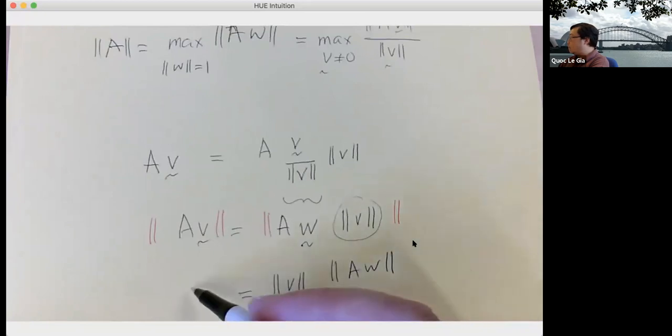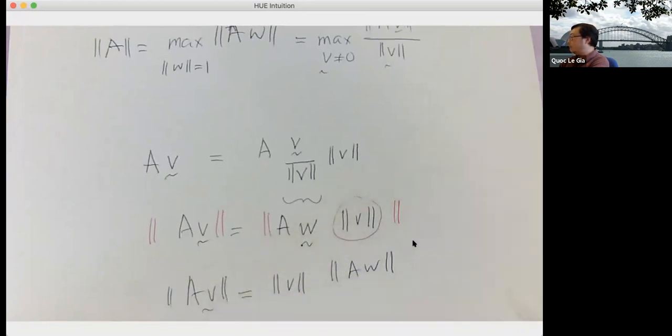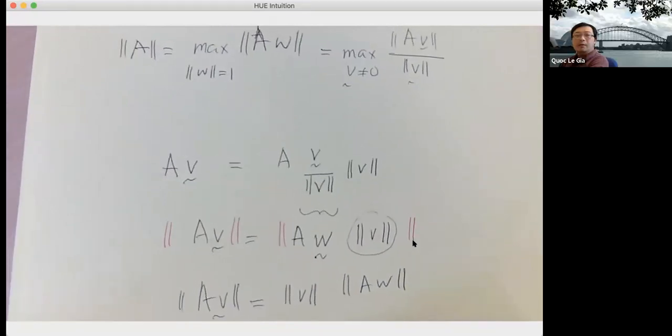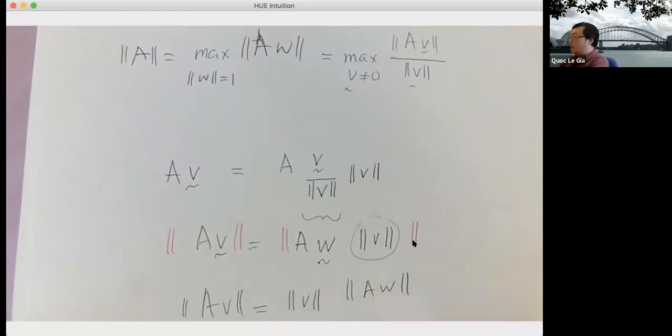And this one is the norm of AV. And then you just divide it by the norm of V.